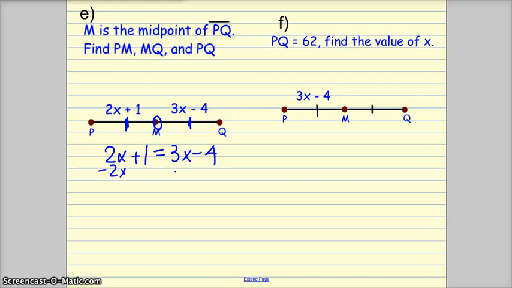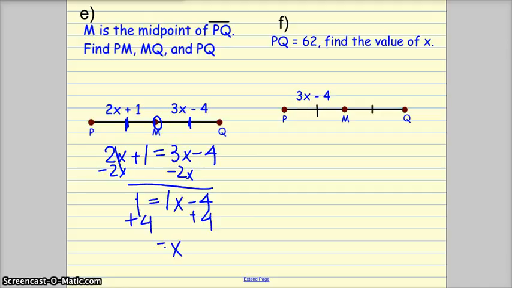Do you remember how to solve an equation with variables on both sides? And this is where your algebra skills come in handy. Notice the problem doesn't stop by saying find X. The problem asks you to find the length of PM. So if X is 5, then that length is 11. If X is 5, this length is 11. So the whole length from P to Q must be 22. So PM equals MQ, they're both 11. PQ is 22.